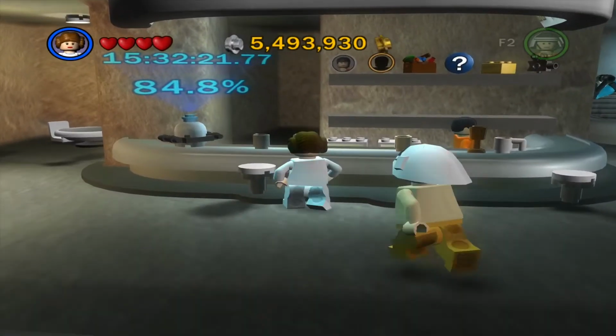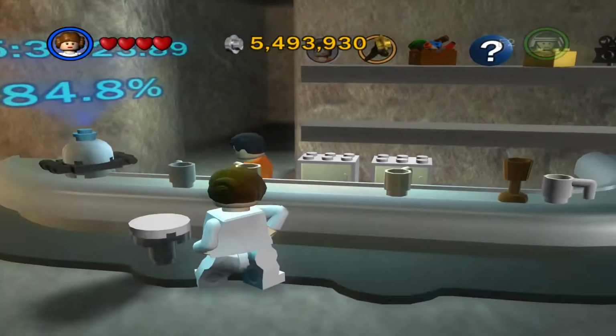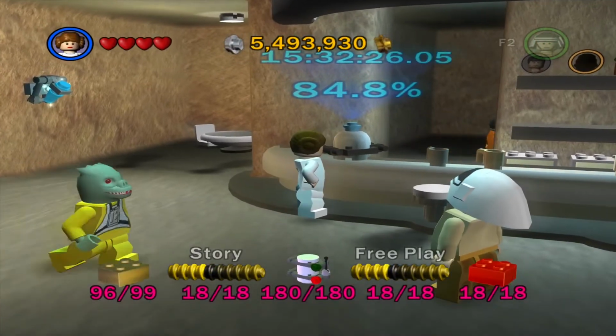I spent an insane amount of hours on this game as a kid trying to get these Minikits, and I loved every minute of it.